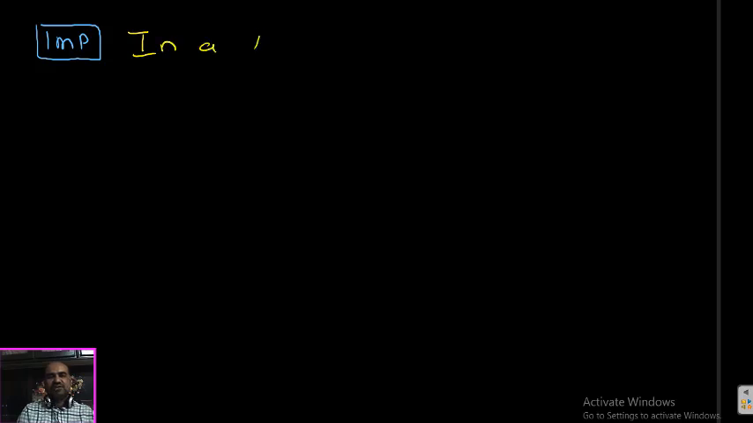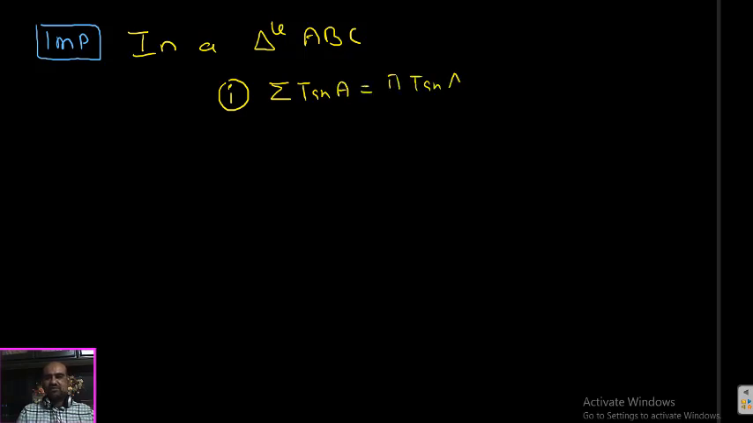In a triangle ABC, first result, sigma tan A equal to pi tan A. Result number 2, sigma cot A into cot B equal to 1. These two are very important results, students. Important. In any triangle ABC, sigma tan A equal to pi tan A.